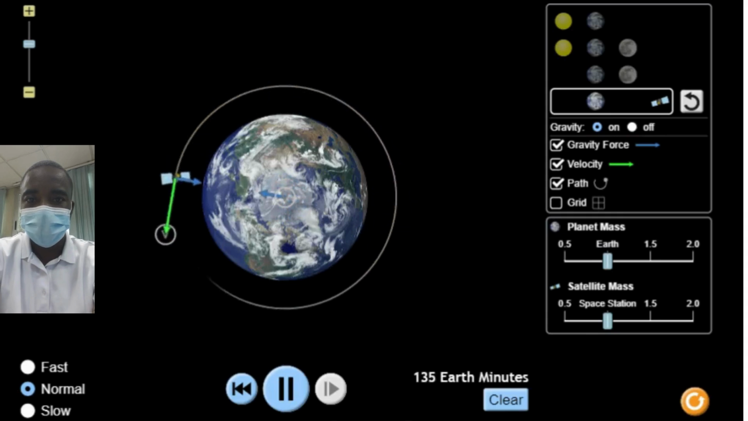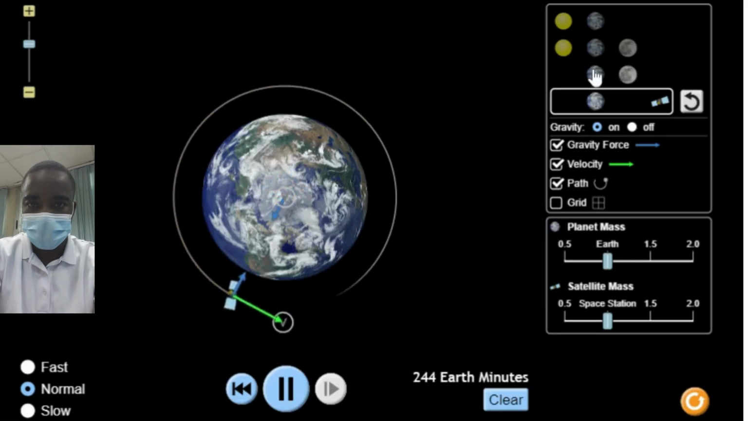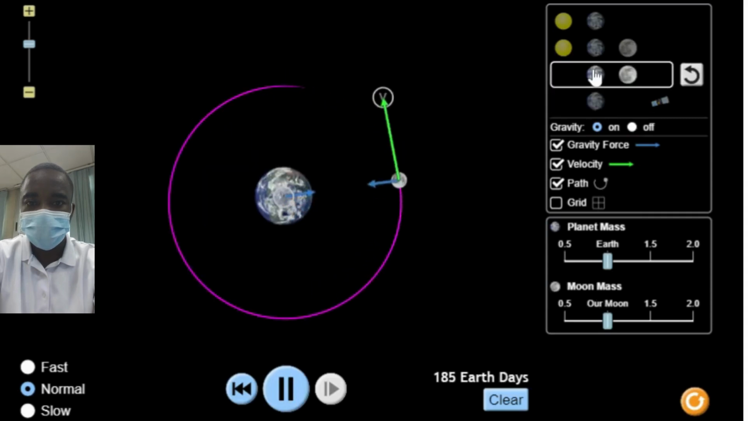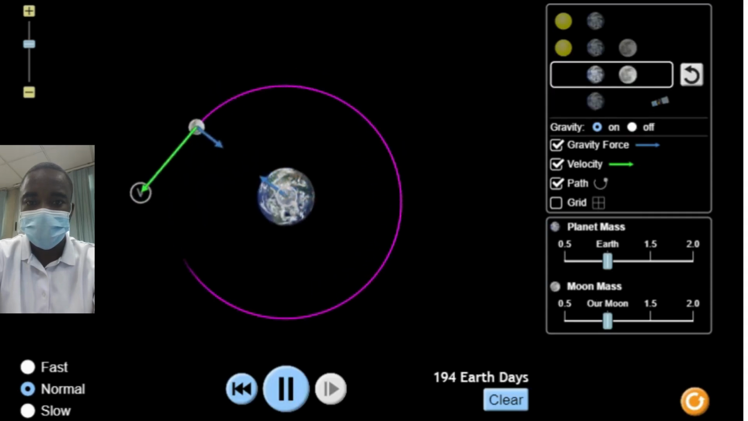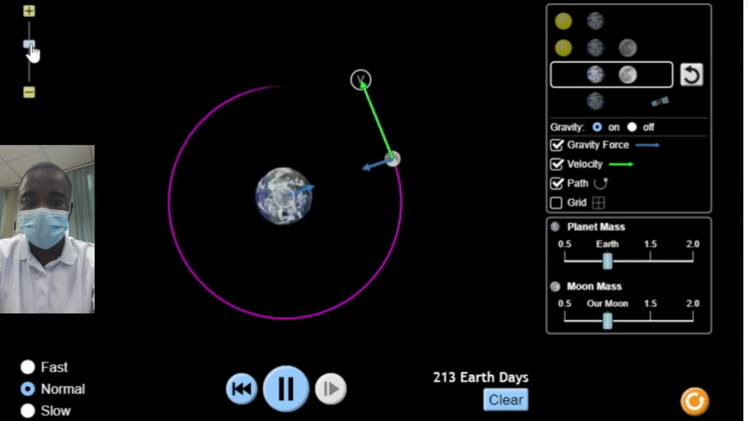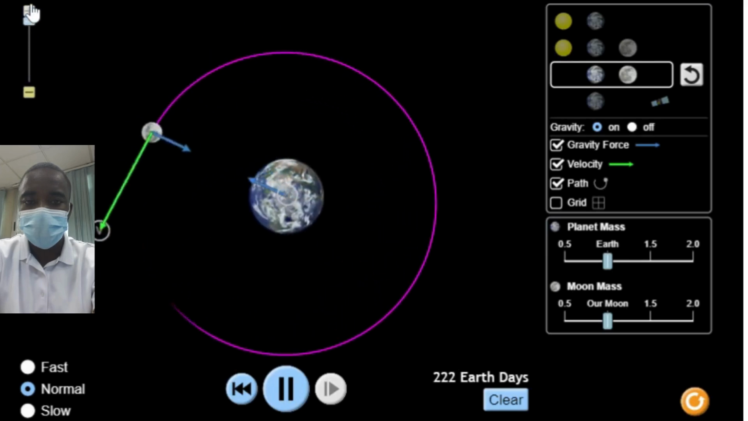The gravitational force between two bodies is determined by their masses and the distance between them. Students can observe how the gravitational force changes as they move the celestial bodies closer or farther apart. The orbital path of a celestial body is determined by the balance between the gravitational force and the centrifugal force. Students can observe how the orbital paths change as they adjust the positions of the celestial bodies.